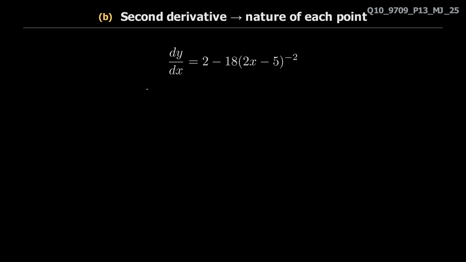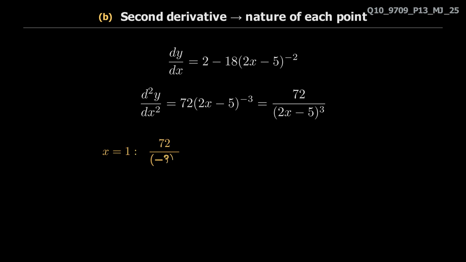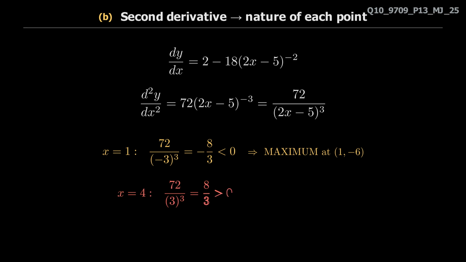Part B. Second derivative 72 over (2x minus 5) cubed. At x equals 1 the second derivative is negative, maximum. At x equals 4 it is positive, minimum.